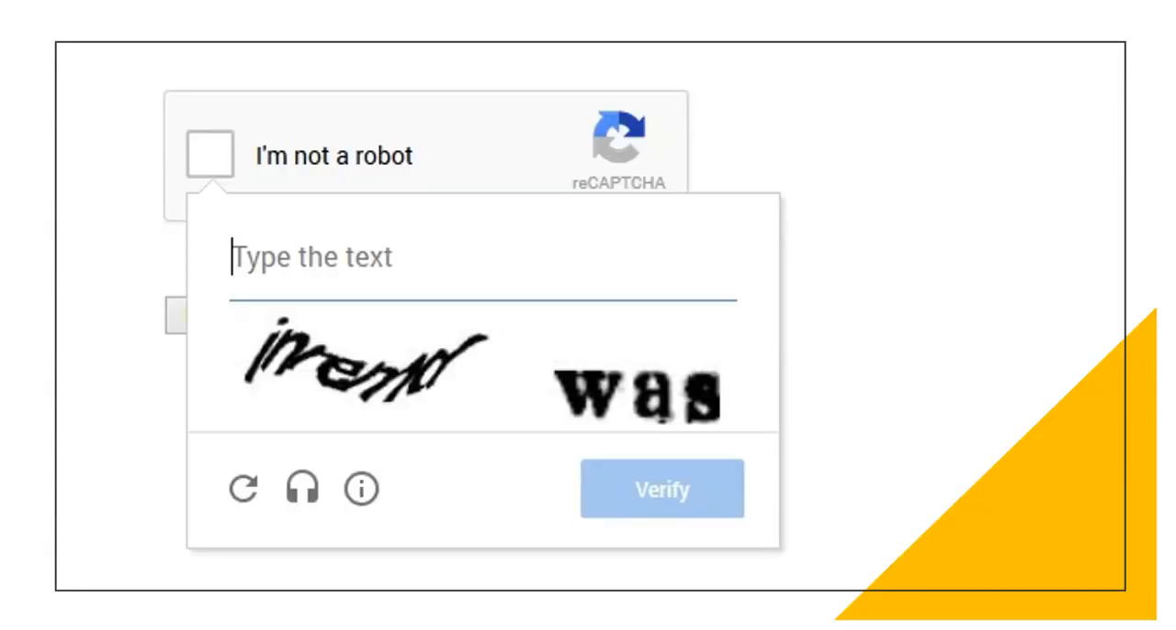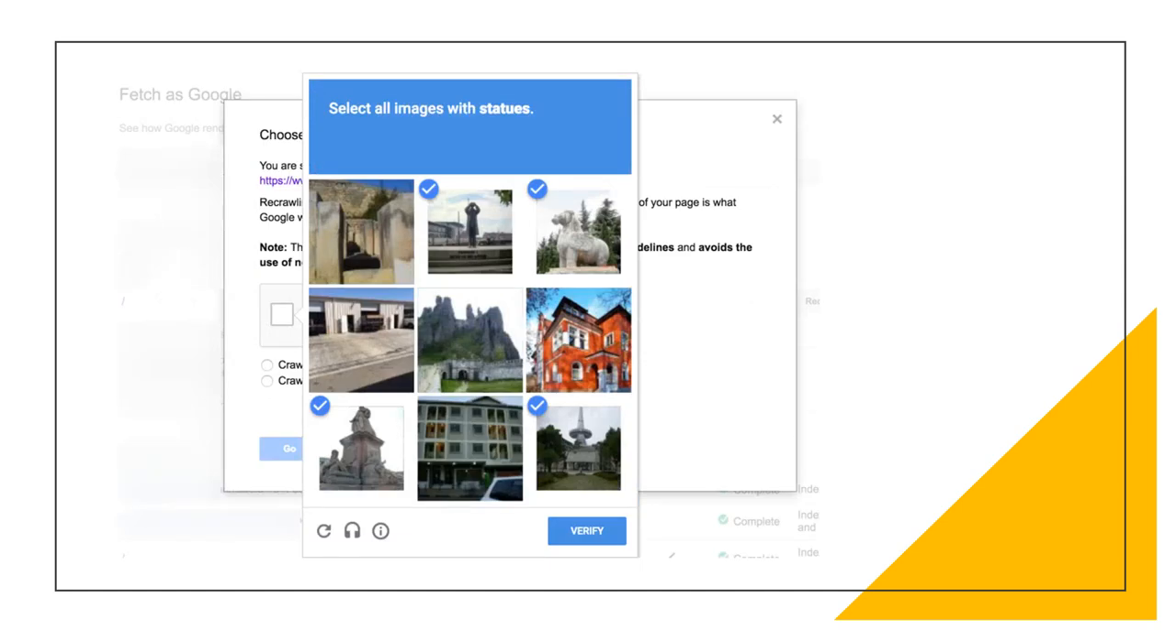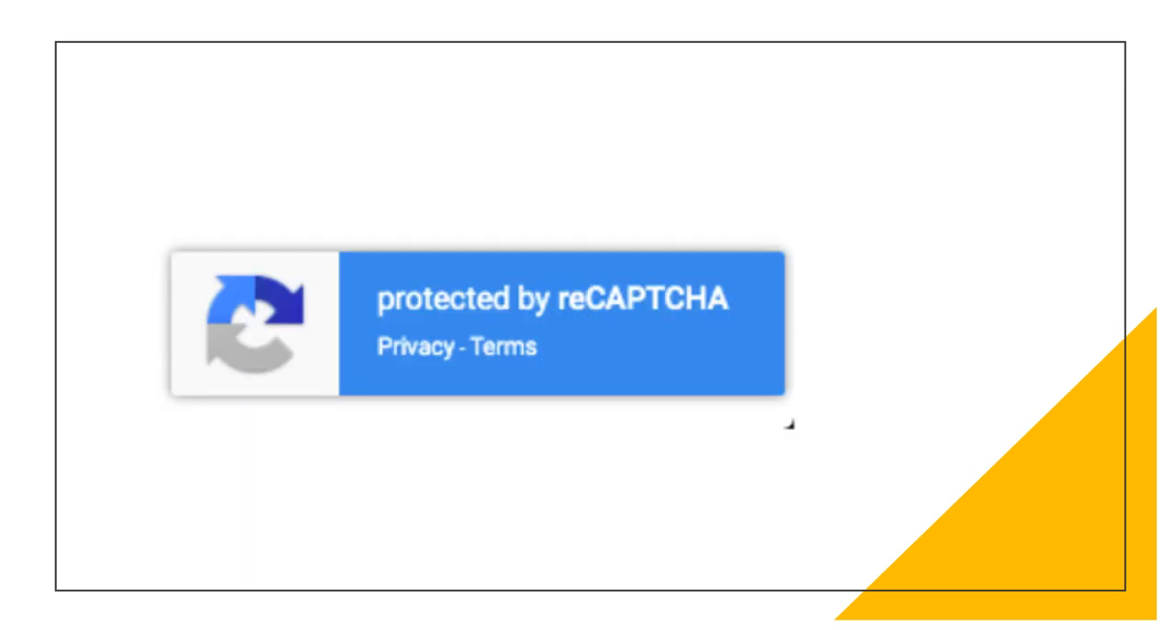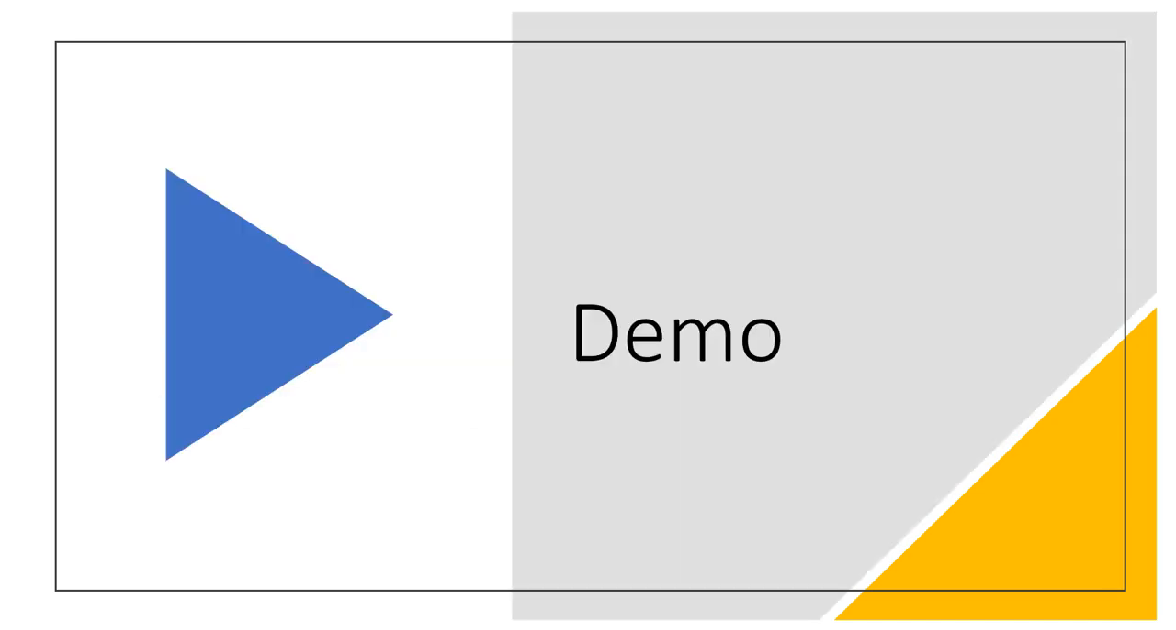Now let's see what types or versions it has. This is the initial version, where we need to type the text. Later on, it came like this, where we need to pick images, like selecting all images with statues. Then it came with a checkbox, like I am not a robot. And lastly, it comes like this one, protected by reCAPTCHA, which is based on the score. It will assess based on the score. So these are the different versions, and this one is the latest version, which we call V3. Now let's get into the demo to see how it works and how to implement it.